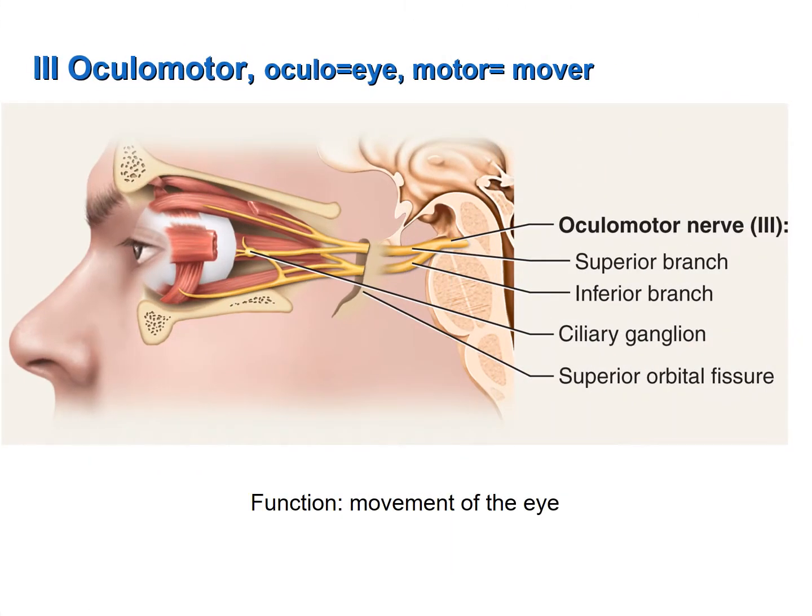Cranial nerve number 3 is the oculomotor nerve. Oculo means eye and motor means mover. So this is literally the mover of the eye. Its function is certain eye movements, also controls the size of the pupil and the shape of the lens. The oculomotor nerve is a motor-only nerve.